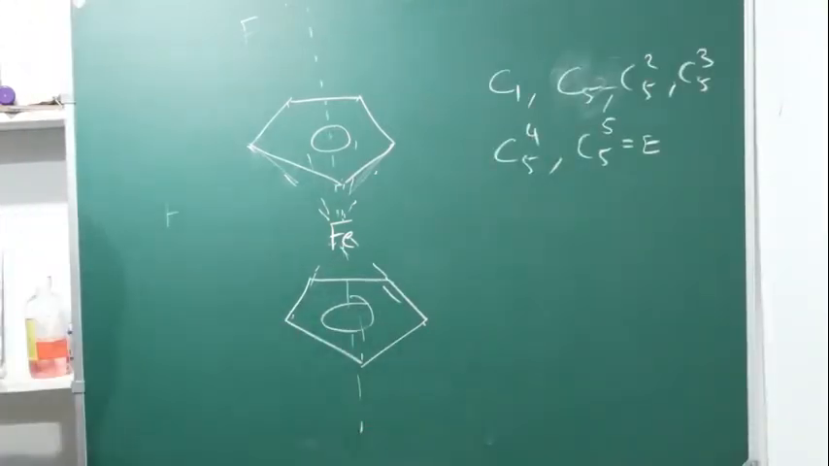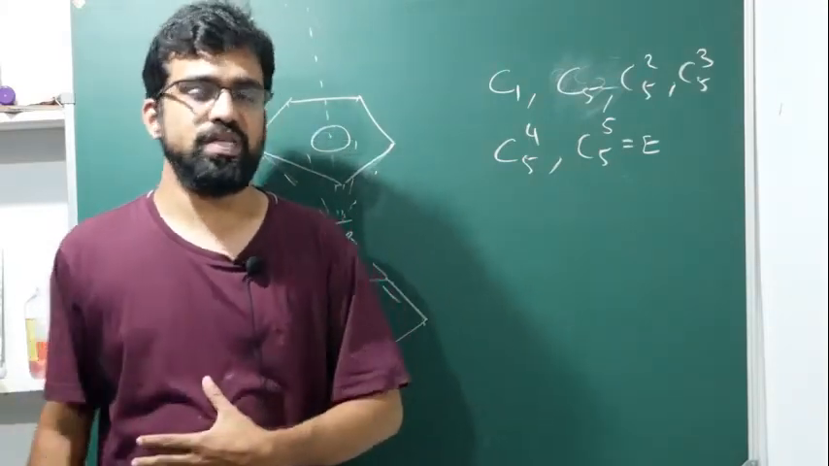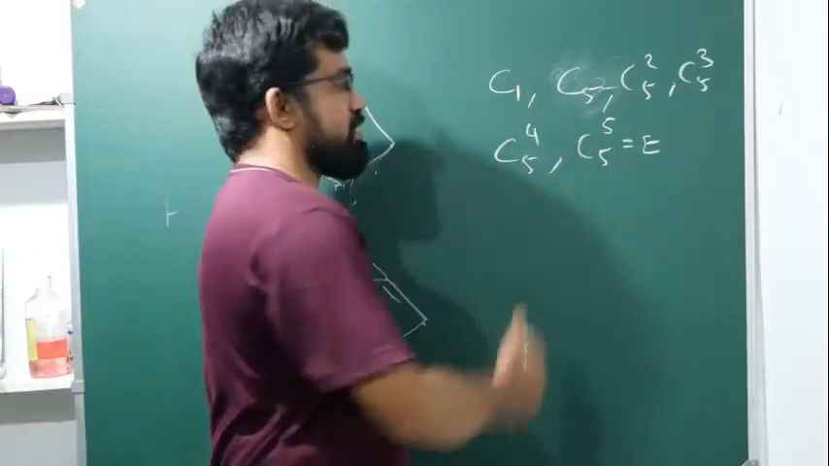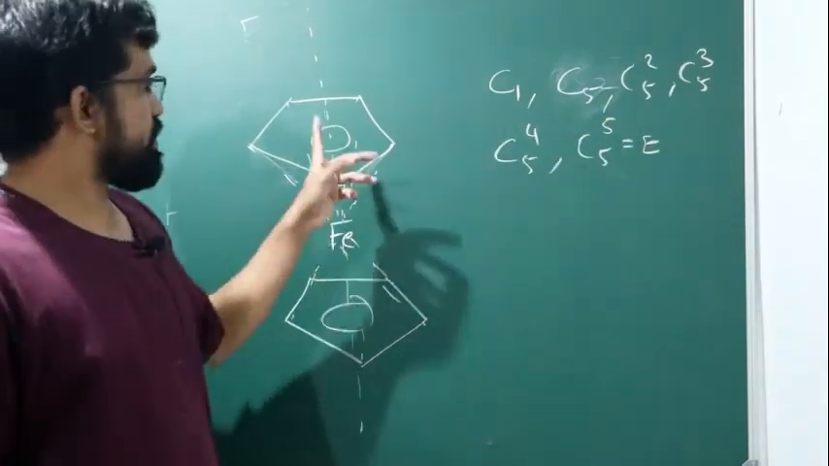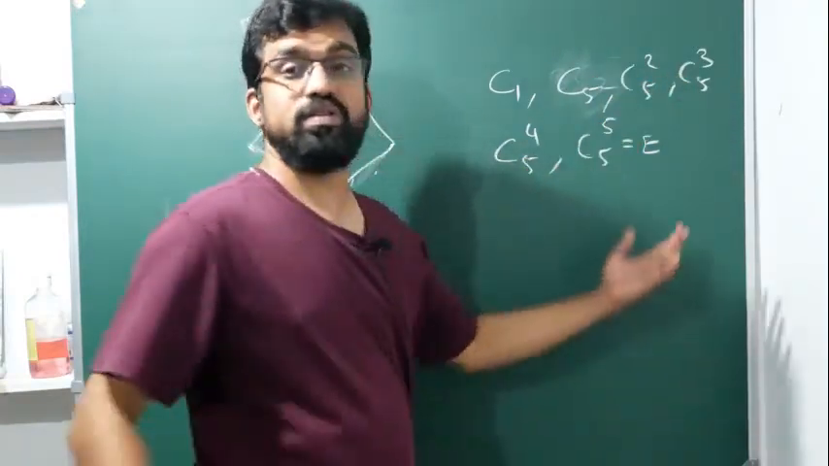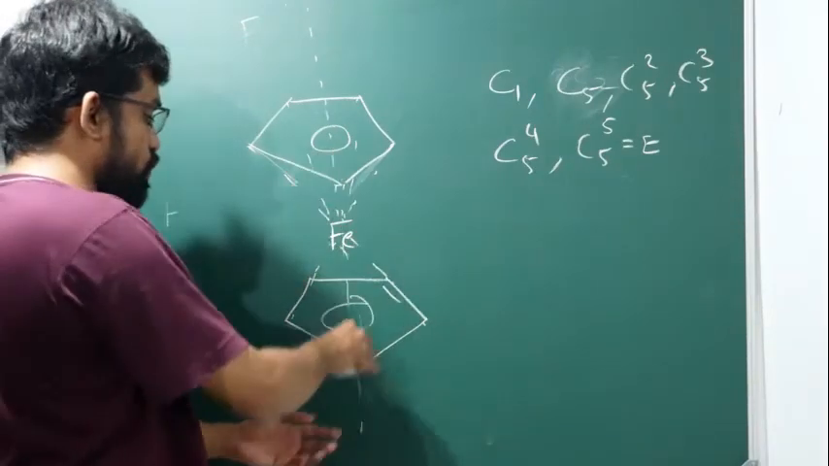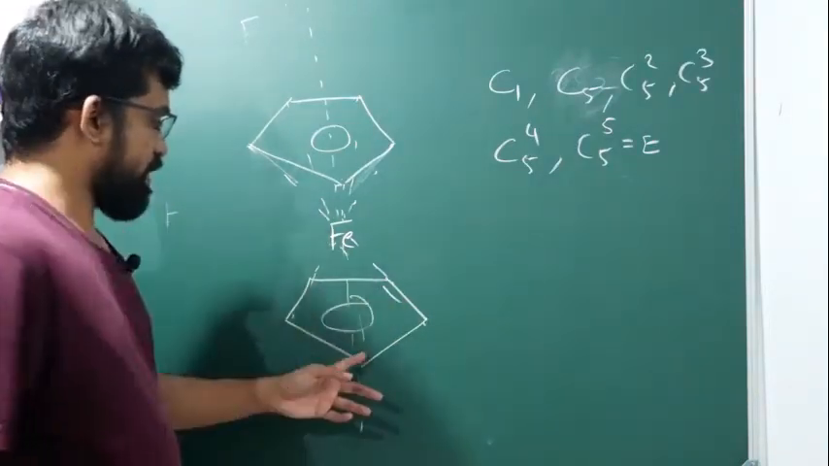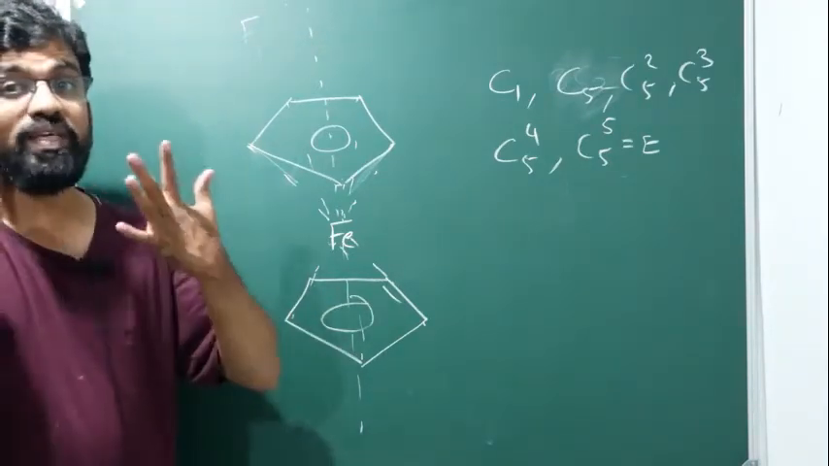C1. So in the ferrocene molecules, you see here, C1 is there. Okay, there are C5, right? C5 along this direction: C5, C5 squared, C5 cubed, C5 raised to 4, C5 raised to 5, that is E. How many C2s are there? You can say that you rotate along this axis, and if it is possible, you also define how the axis is going.